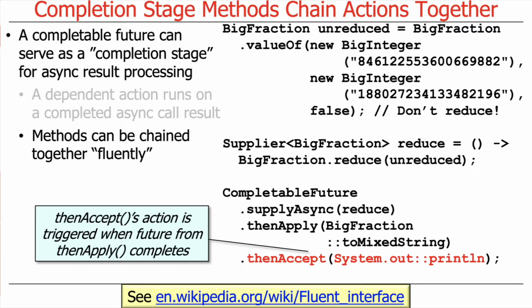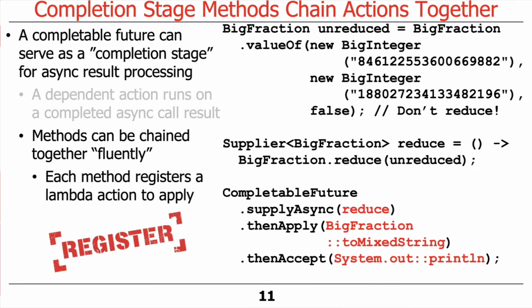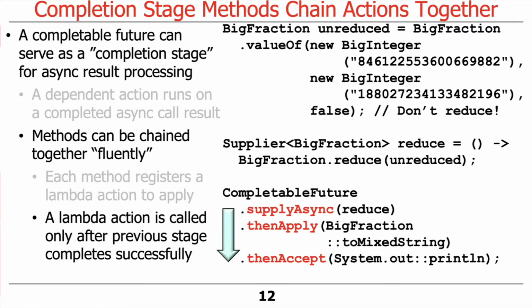And you can see we get that by giving the println method reference here, System.out::println. So you'll notice what's happening is we're chaining these things together, and I'll talk more about that in a second. Each of these methods, supplyAsync, thenApply, thenAccept, registers a lambda action to apply. So it's actually registering something that conforms to a functional interface, but it's an action which is either a lambda or a method reference. So it registers those things.